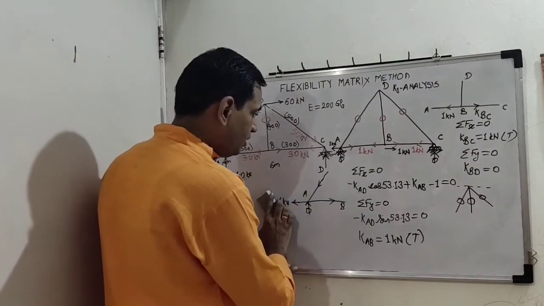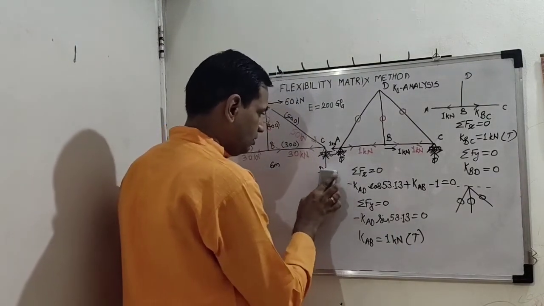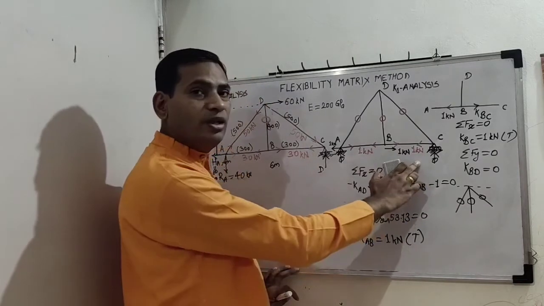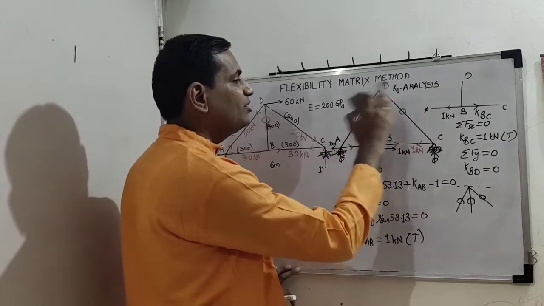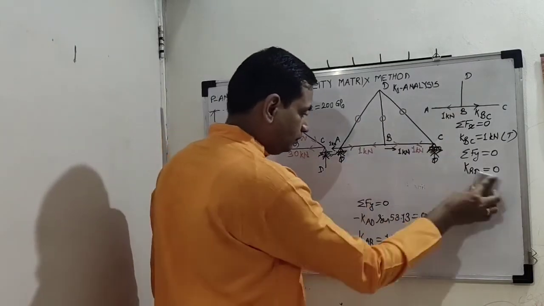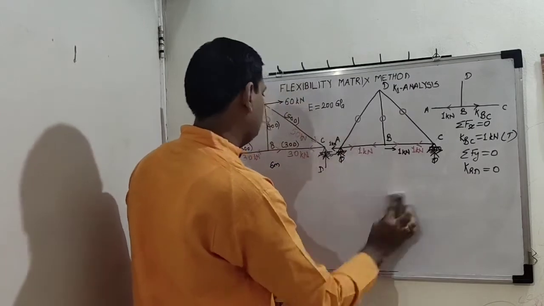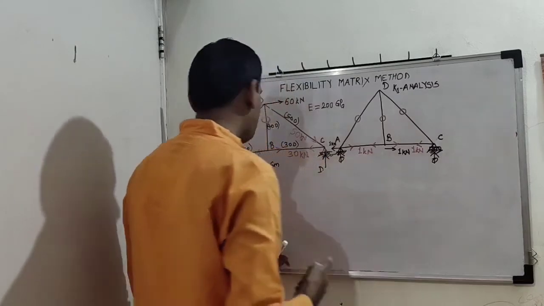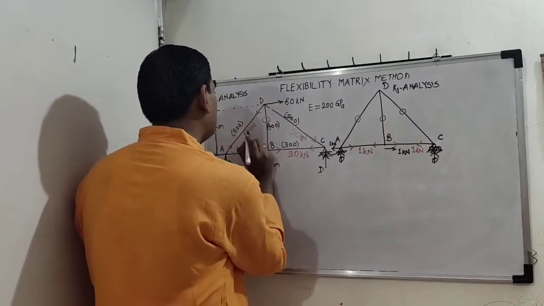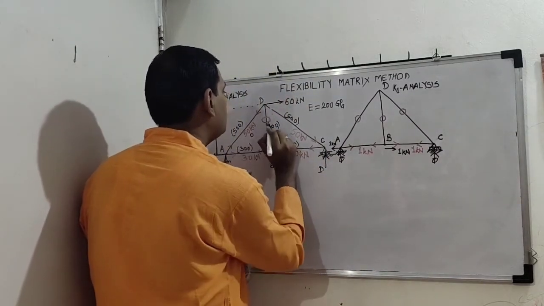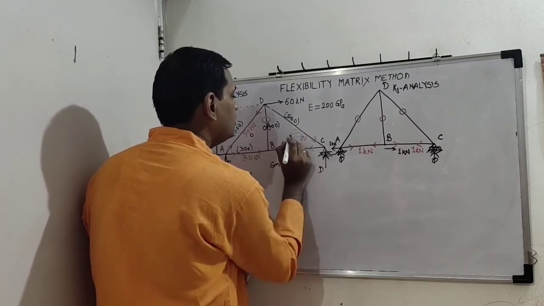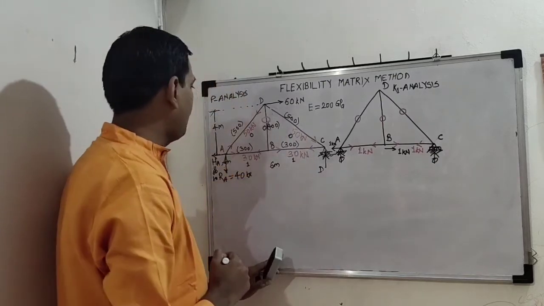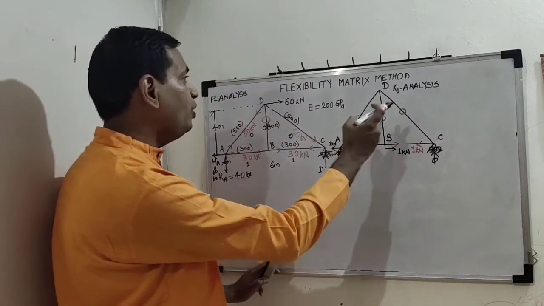Now I will rub this out. Please remember these two forces are tensile forces of 1 kilonewton, and remember the remaining three are 0. I will just note them here: 0, 0, 0. This is 1 kilonewton. This is 1 kilonewton. Now we will use this diagram for K2 analysis.